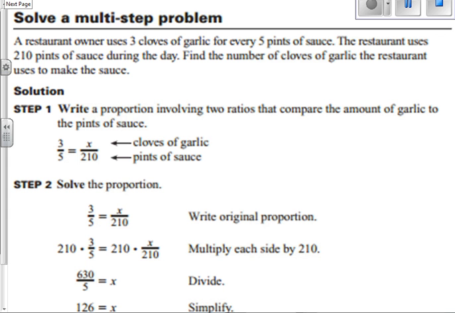All right, so now solving a multi-step problem. The problem that we are looking at is: a restaurant owner uses 3 cloves of garlic for every 5 pints of sauce. So there's a relationship right there, 3 cloves to 5 pints. The restaurant uses 210 pints of sauce during the day. Find the number of cloves.